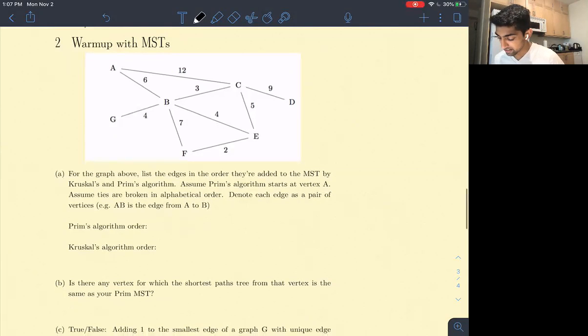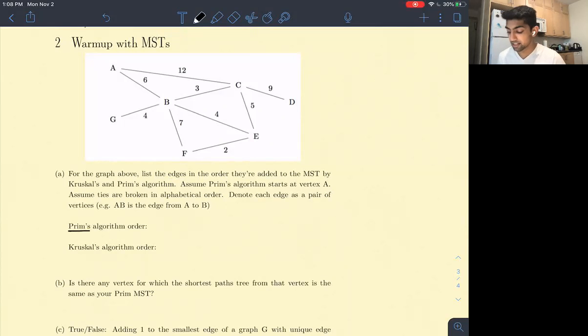So this question states, for the graph above, list the edges in the order they're added to the MST by Kruskal's and Prim's algorithm. Assume Prim's starts at vertex A. Assume ties are broken alphabetically. Okay, perfect. So let's walk through Prim's and Kruskal's, and I'm going to expect that you guys have seen the algorithm in lecture, so I'm going to give an intuitive way of approaching these for an exam setting.